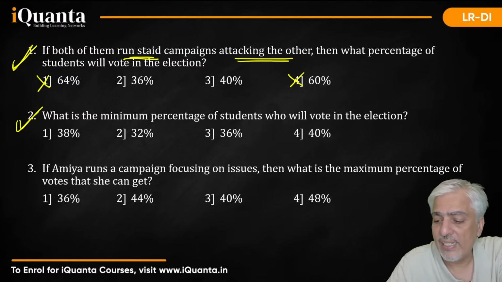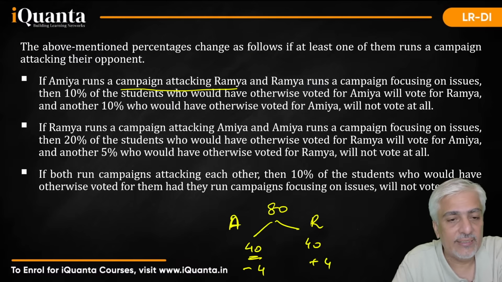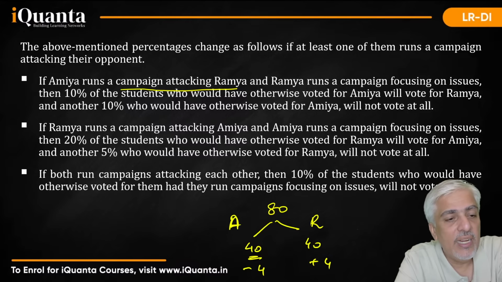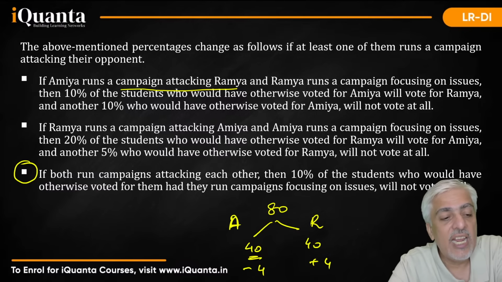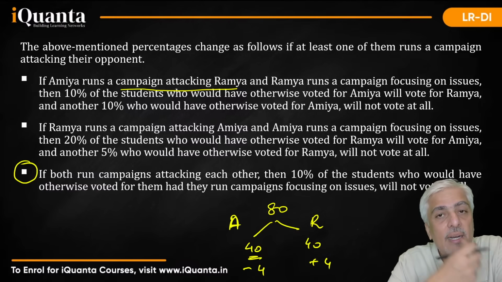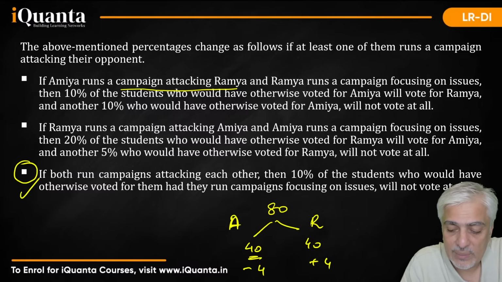Okay, so if you want, I'll give you the answer for this question. Let's have a look at this one. Both of them are attacking the other. So let's read that part. If Amya runs a campaign attacking Ramya and Ramya, I don't have to read that paragraph. I have to read the third paragraph. If both run a campaign attacking each other, then 10% of the students who would have voted will now not come to vote only. Read this part.